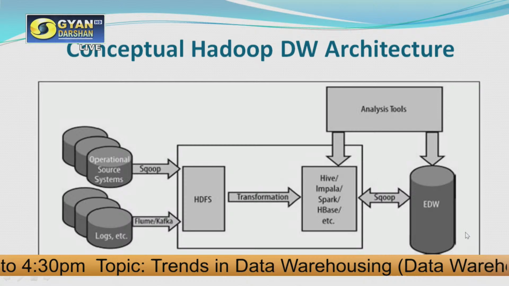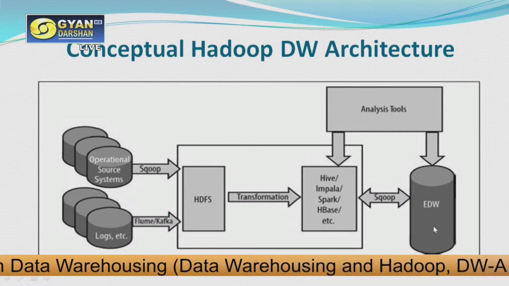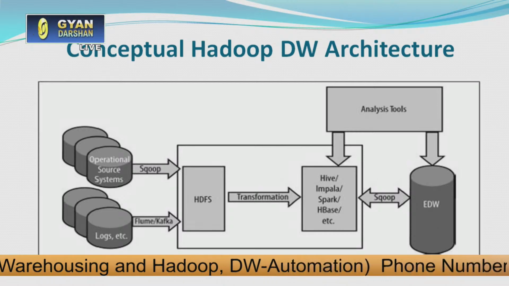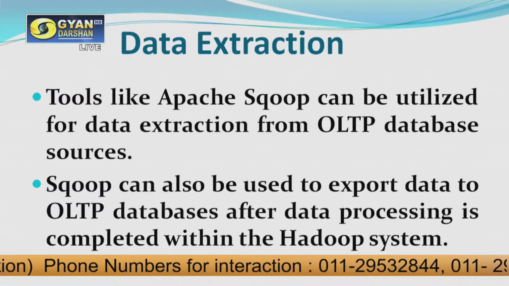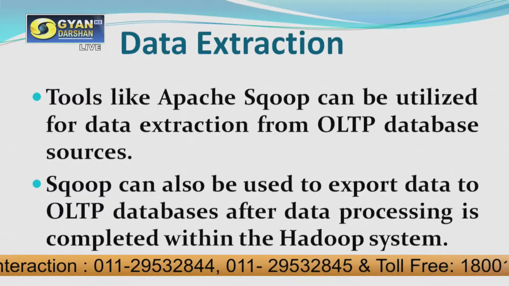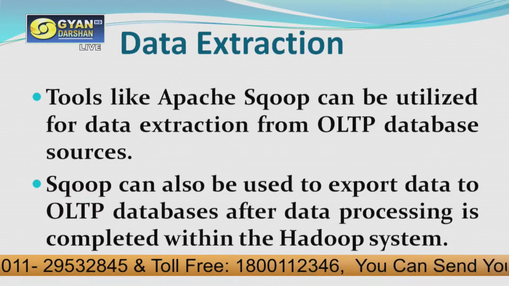You can see here the enterprise data warehouse, and later on, using visualization tools or analytic tools, you can analyze and get the results in the form of reports and other things. One by one we will see data extraction. In order to extract the data, tools like Apache Sqoop can be utilized for data extraction from OLTP databases, online transaction processing systems.